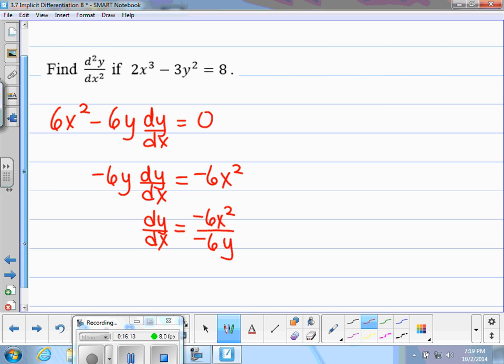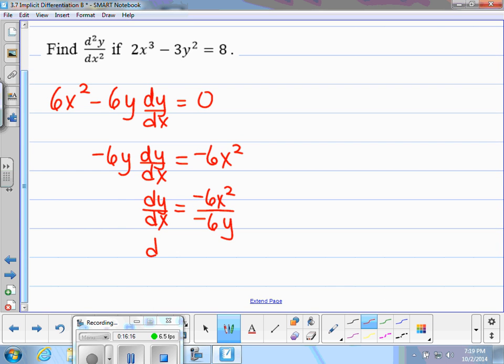And then obviously the 6's cancel out, so dy/dx equals positive x² divided by y. So there's my first derivative. That was the easy part. Now the second derivative. So I'm going to start with d²y/dx² equals. Now I have to derive x² over y. It's a quotient rule. In case you forgot, v times u prime minus u times v prime over v squared. Low d high minus high d low over low times low.